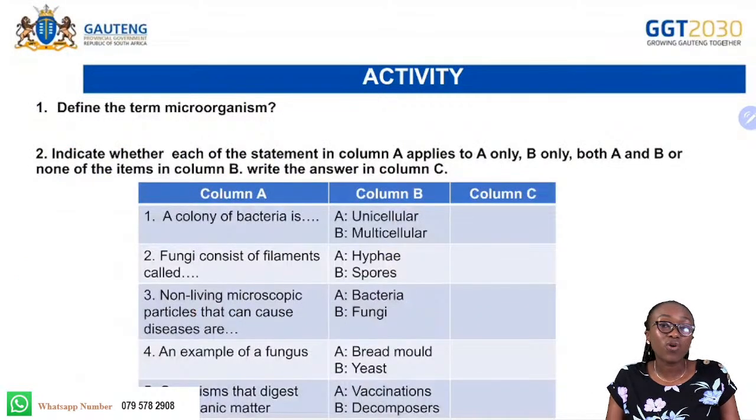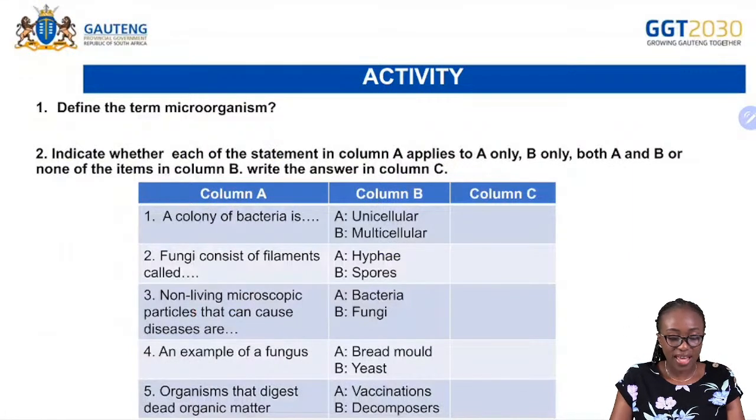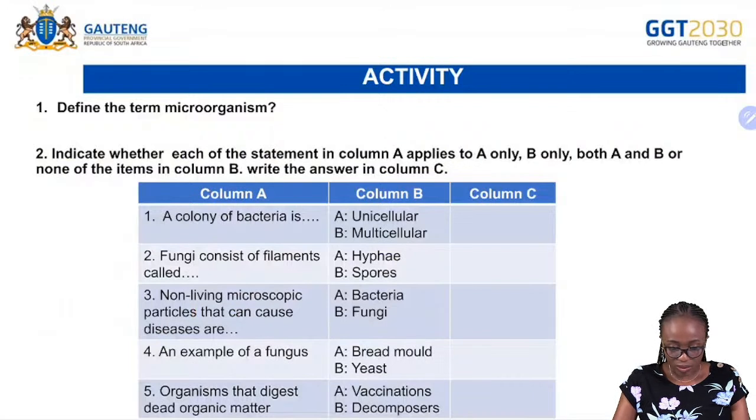Now let's move on to our first activity of today. The first question is define the term microorganism. The second question is indicate whether each of the statements in column A applies to A only, B only, both A and B, or none of the items in column B. Write the answer in column C.